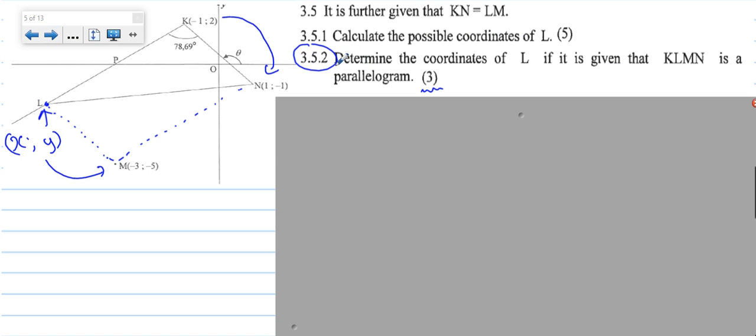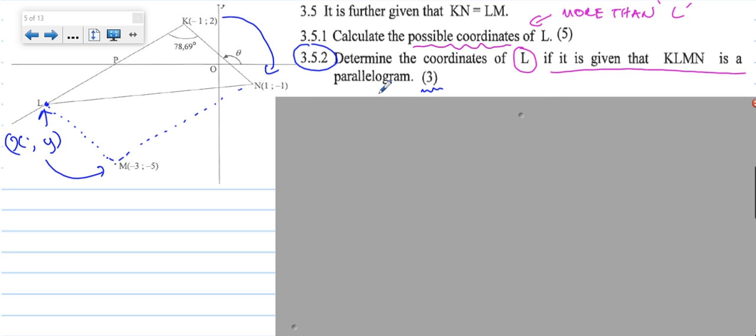Now in 5.2, they want us to determine the coordinates of L. If you look at the question in 5.1, you calculated L, but it says possible coordinates. So perhaps there's more than one value for L, more than one position of L. But in this case, they want to be specific. Find the coordinates of L under these conditions, given that KLN is a parallelogram.